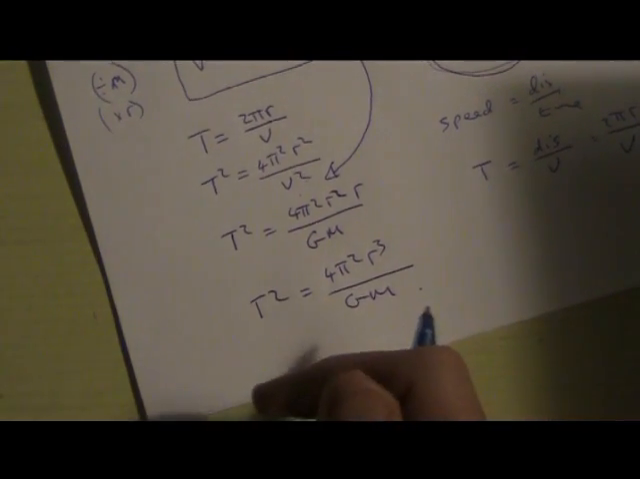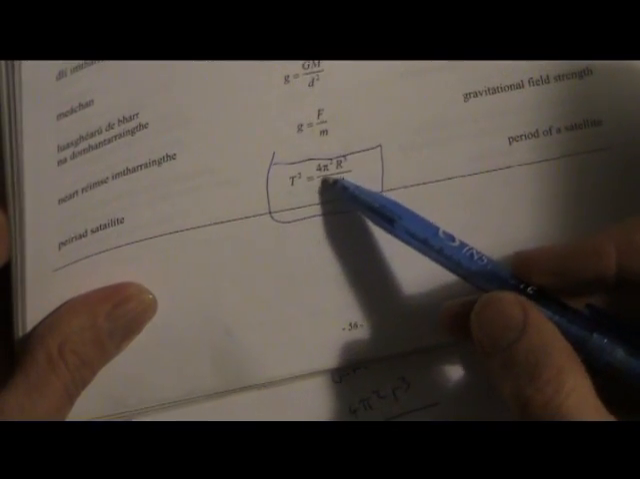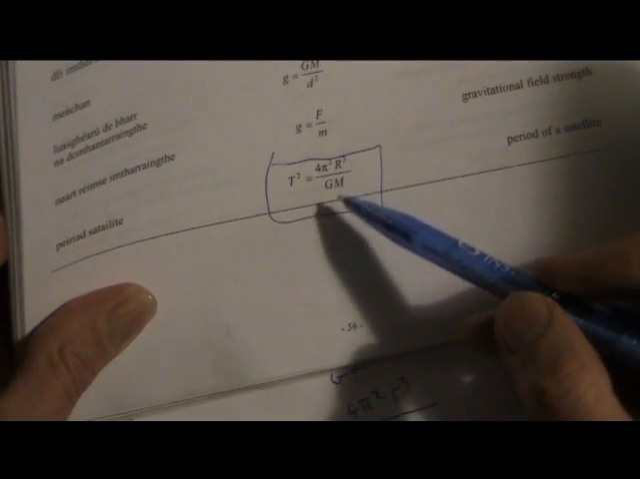Check our log tables just to see if we've got the right expression. And on page 56 of our log tables, T squared, there we go, equals 4 pi squared r cubed over GM. And that's it there.